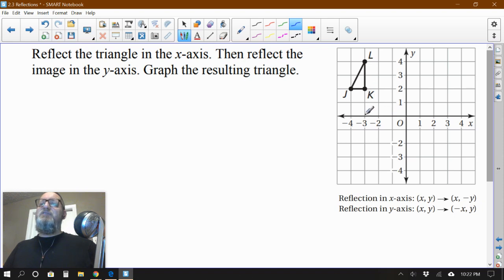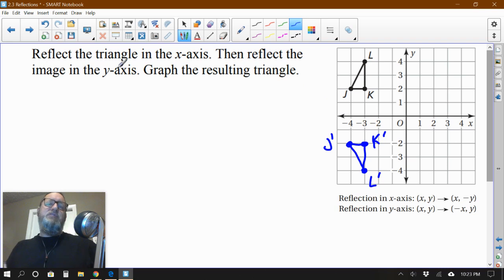Okay, so K is 2 above the -3, so K prime would need to be 2 below the -3. J is 2 above right here, so J prime would have to be 2 below, so that's J prime. Okay, and this was K prime. Again, that first image is called prime. L is 4 above the -3, so L prime has to be 4 below. 1, 2, 3, 4. There's L prime. See if I can draw this one, make it not look too bad. There we go. So we've reflected across the x-axis.